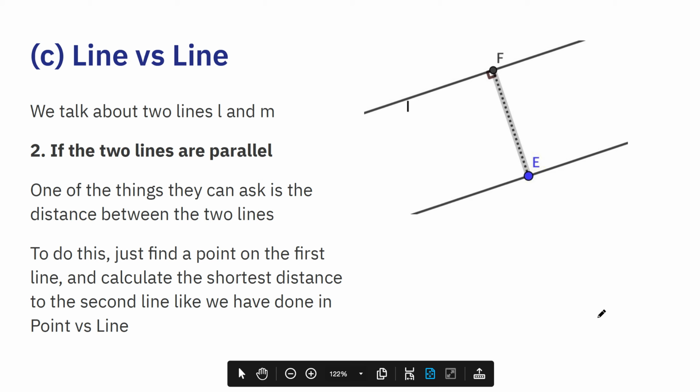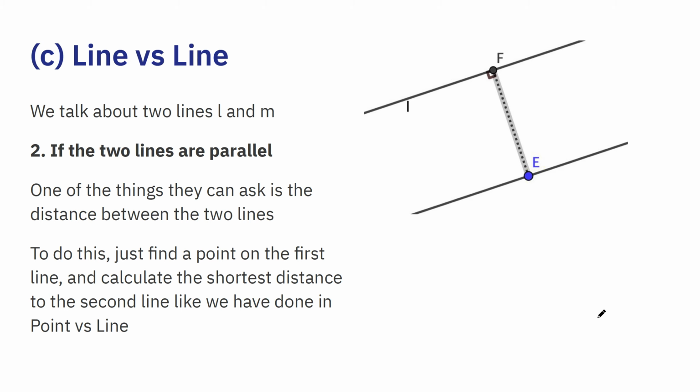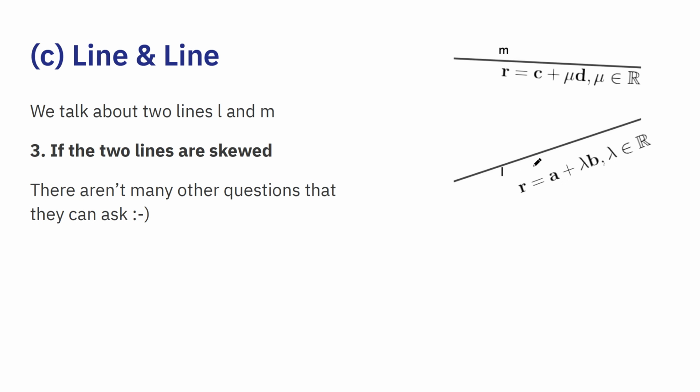Okay, so next, if the 2 lines are parallel, one of the things they can ask you to do is find the distance between the 2 lines. So in order to do this, we just have to find any point on the first line and do what we did before, which is find the perpendicular distance between this line and the other line. So we can do that by either using the cross product rule, which would be A, remember this, A cross the unit vector of B, or we can just find the foot of perpendicular and then use Pythagoras theorem to find the shortest distance. Okay, so if the 2 lines are skewed, which means they never ever intersect and aren't parallel as well, they can't really ask anything about this.